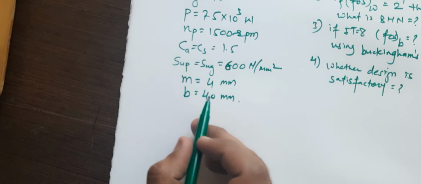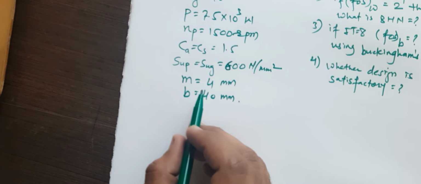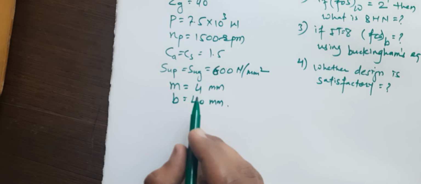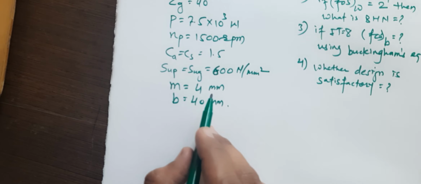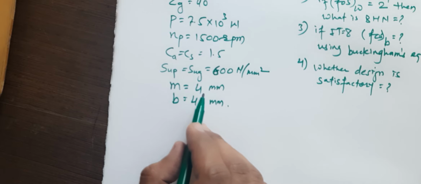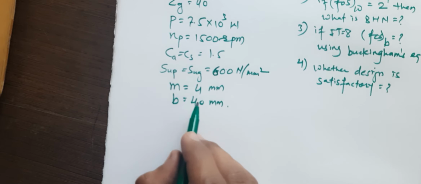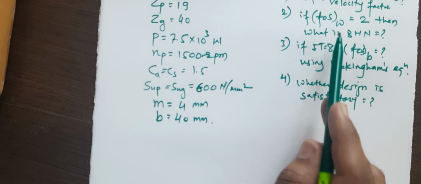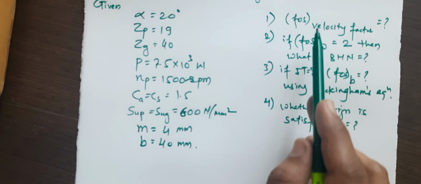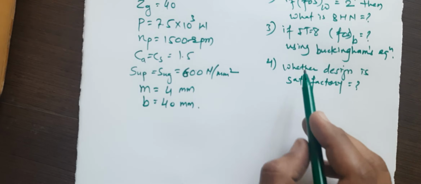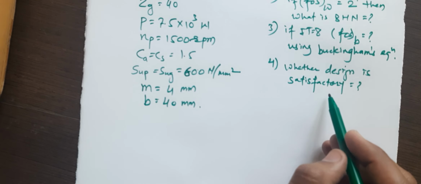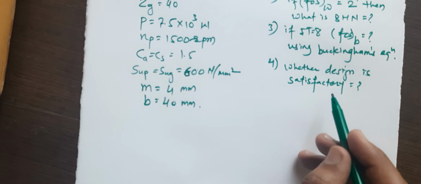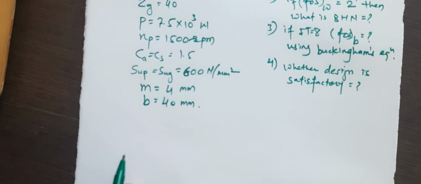Now here the module is given. If the module is given, it means that your gear pair is already designed. Whenever the module is given, you don't need to design the gear pair, all dimensions are already fixed. But at the end you have to find the factors of safety, and you have to find BHN. All these things are required, and here again you have to check whether the design is safe or not. If it is not safe, then you have to modify it. So this is the given data.